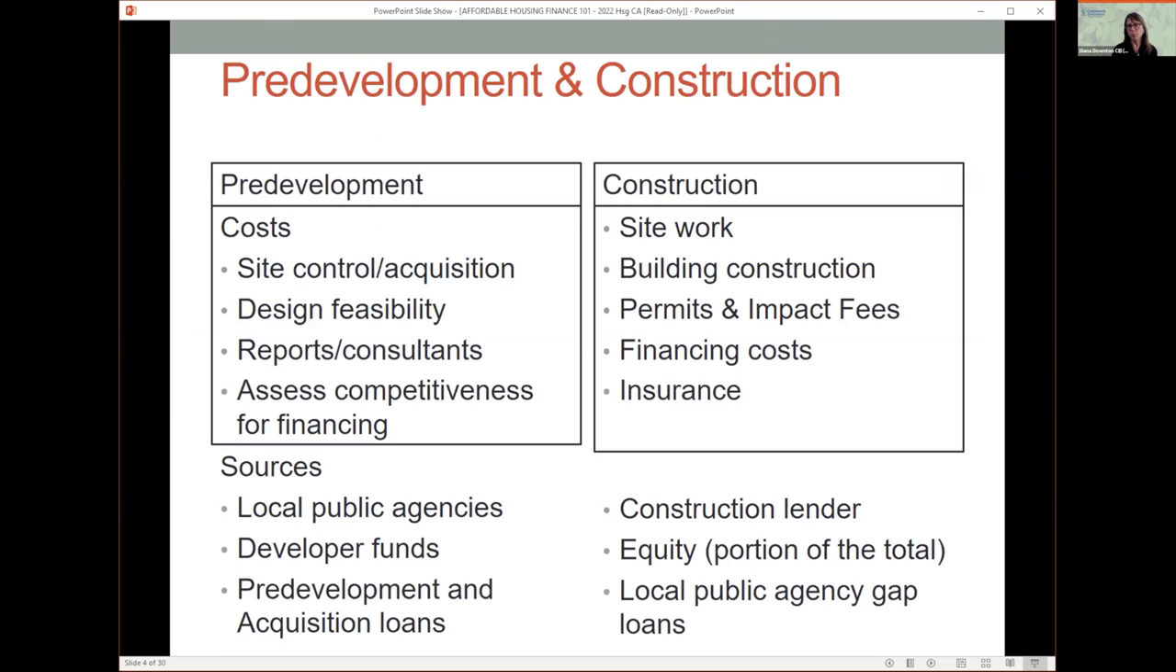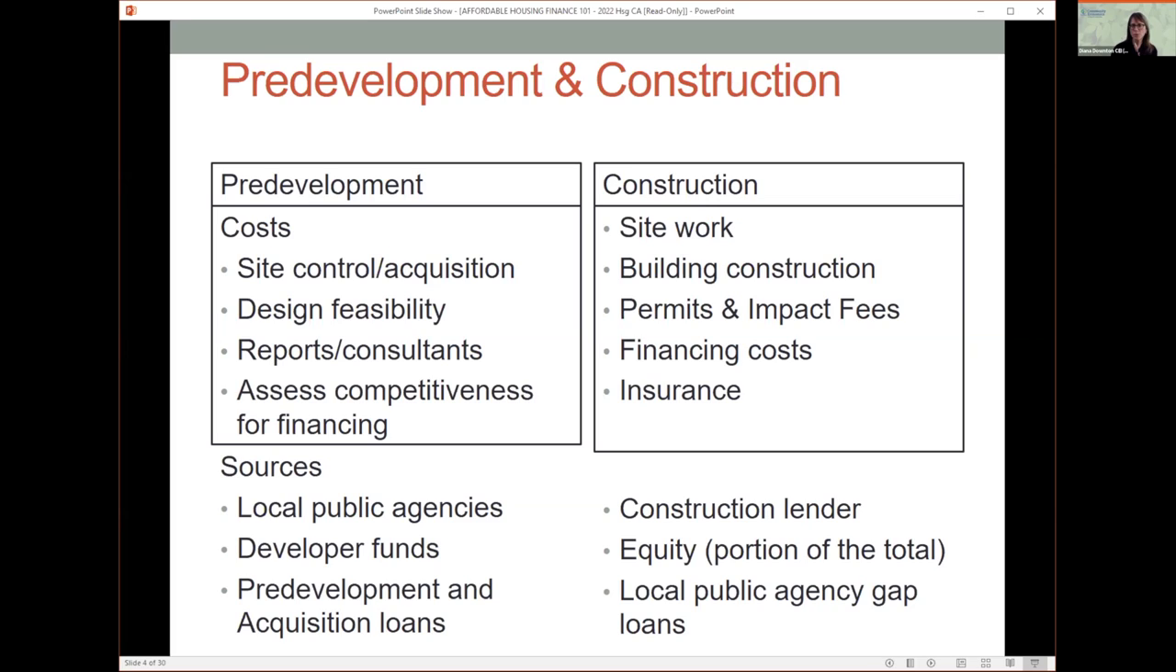So during pre-development, you're paying for things like your architect to do all that work that John described, to design the building, to evaluate your design feasibility. So that is a primary cost during pre-development. Also other reports, you'll have to do a phase one environmental analysis, a market study, and you're spending time and some money assessing the feasibility of your project.